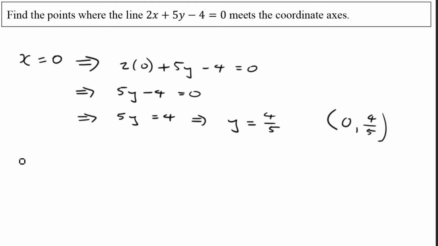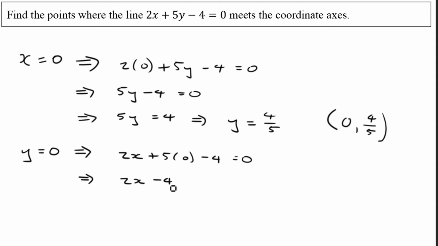We can do the same thing for where this line cuts the x-axis, because if you're on the x-axis, then y is 0. And if y is 0, we've got 2x plus 5 lots of 0, subtract 4 is 0. In other words, 2x subtract 4 is 0. That means that 2x is 4, or that x is 2. So the other point where this line cuts the coordinate axes is (2, 0).